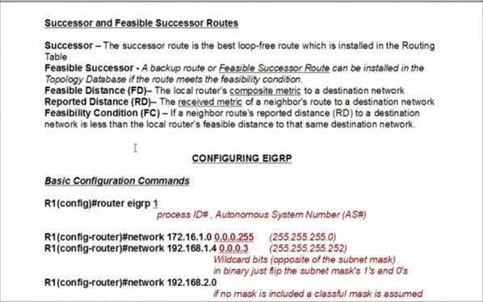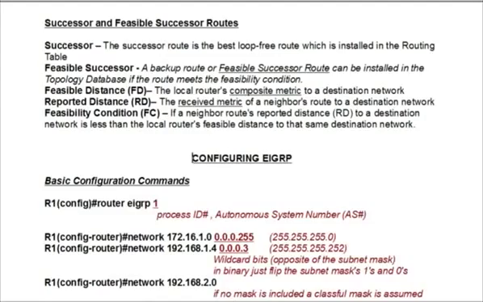And I got that here. What is the feasibility condition? That is, if the neighbor's reported distance to a destination network is less than your router's, the local router's, feasible distance. So the feasible distance is my distance to a given network, and the reported distance is the distance that gets reported to me from other routers. So I learn about a distance from another router, that's a reported distance, and then I calculate a composite metric, and then I have my feasible distance to that network.